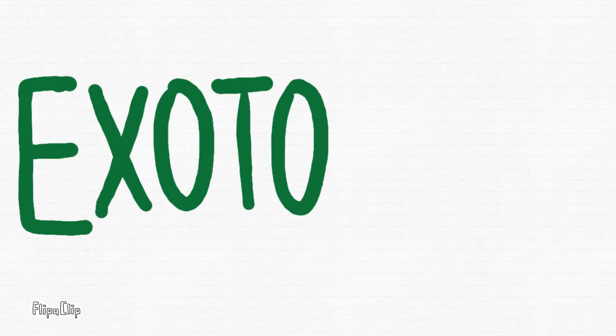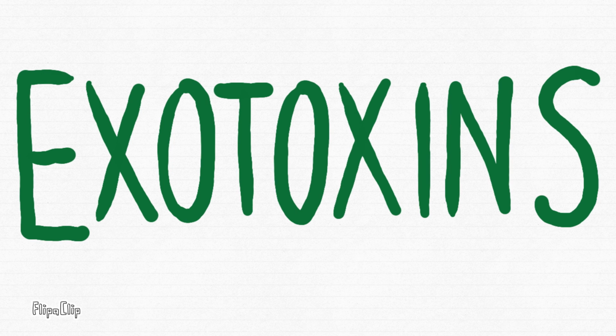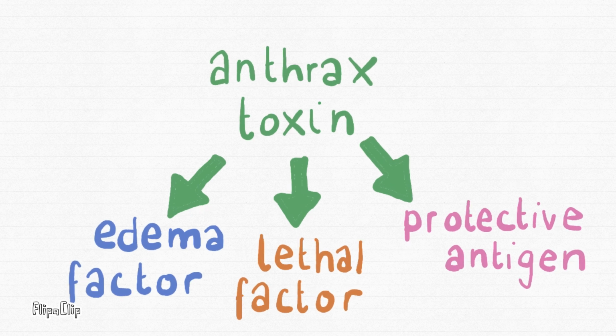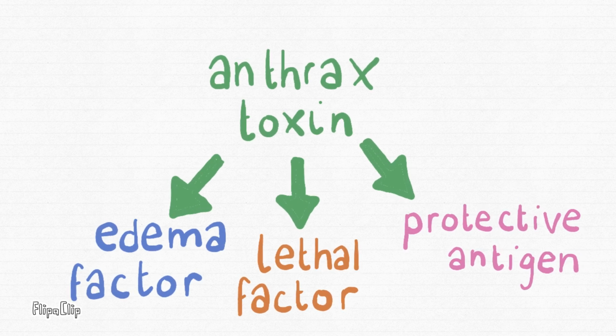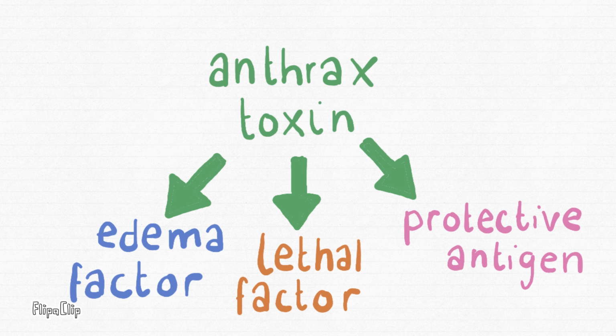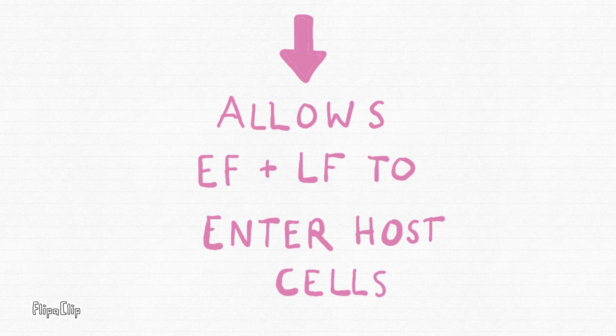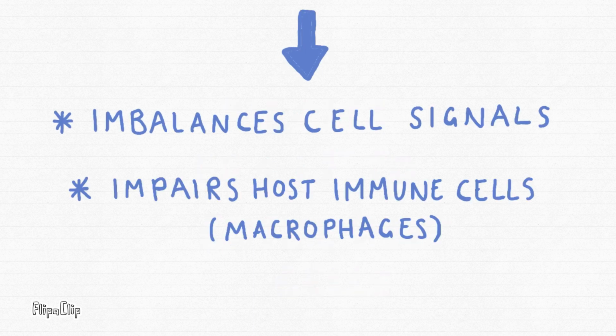Bacillus anthracis can also cause damage to the human host by secreting toxins called exotoxins. The main exotoxin produced is known as the anthrax toxin and is made up of the edema factor, the lethal factor, and the protective antigen. The main function of the protective antigen is to allow the edema factor and the lethal factor to enter the cells of the host. As for the edema factor, its function is to imbalance the host cell signals, alongside impairing the host immune cells known as macrophages.